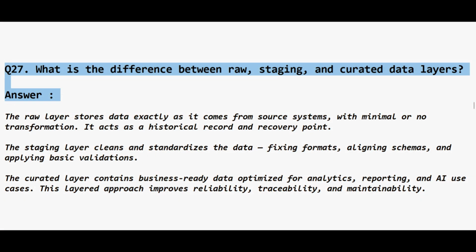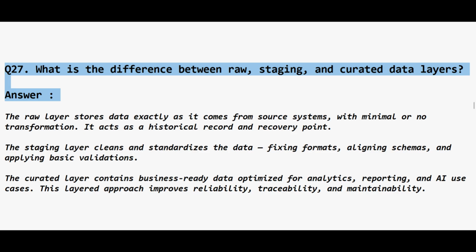Question 27. What is the difference between raw, staging, and curated data layers? Answer. The raw layer stores data exactly as it comes from source systems, with minimal or no transformation. It acts as a historical record and recovery point.